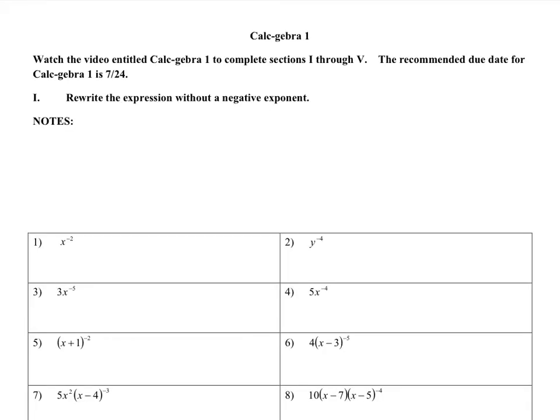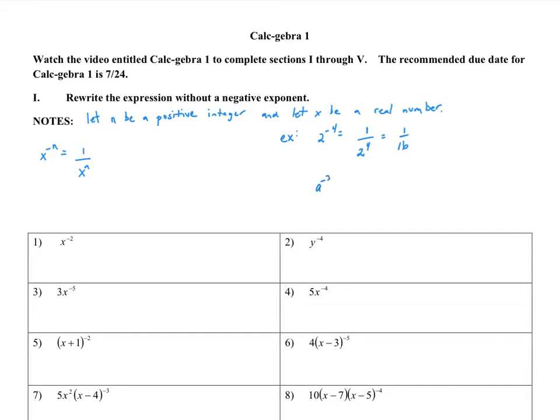Part 1. The directions say to rewrite the expression without a negative exponent. Notes: let n be a positive integer and let x be a real number. We should recall from our algebra course that x to the negative n is defined to mean 1 divided by x to the n. So, for example, 2 to the negative fourth means 1 divided by 2 to the fourth, which is equal to 1/16.